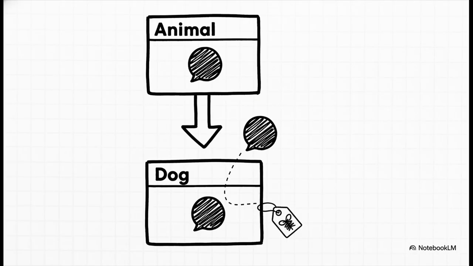Just look at this. The Animal class has a speak method. Because our Dog class inherits from Animal, it just gets that method. We never had to write a speak method inside the Dog class itself, but our Dog object can still use it. It gets that power for free, which is just incredibly efficient.